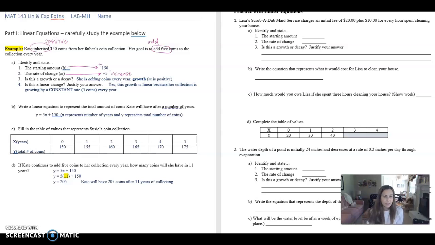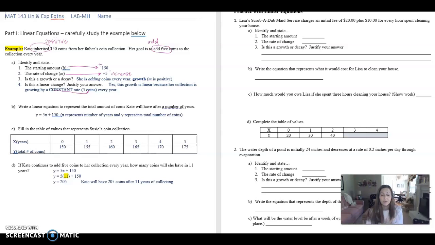And you can read for yourself these things that I've got. She's going to increase at a constant rate of 5 coins. Every single year, it's going to be 5 more coins, 5 more coins, 5 more coins. It's going to be consistent every single year. The linear equation is y equals 5x plus 150.